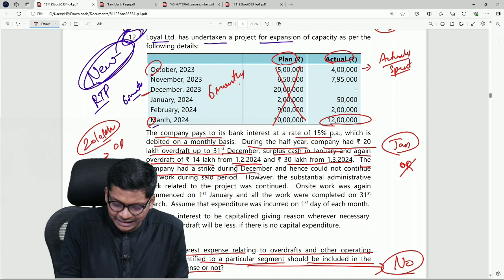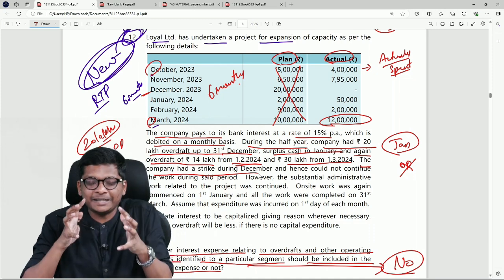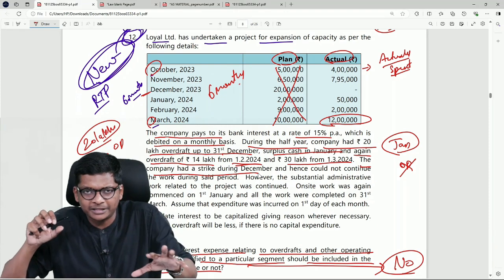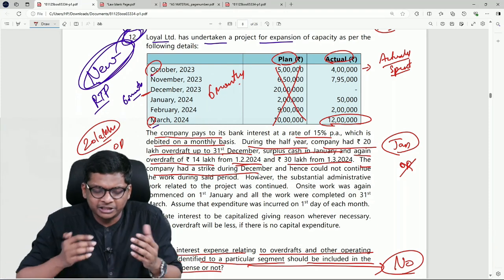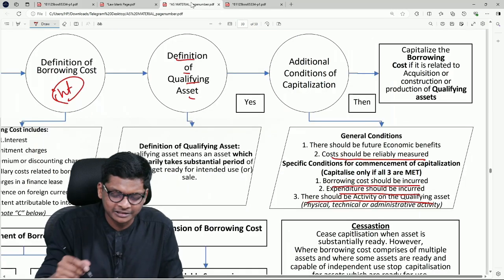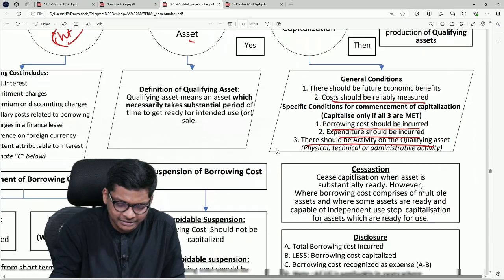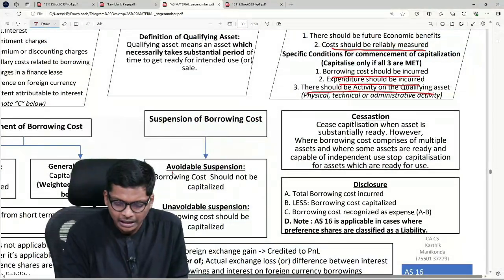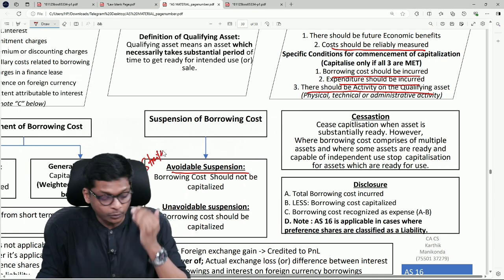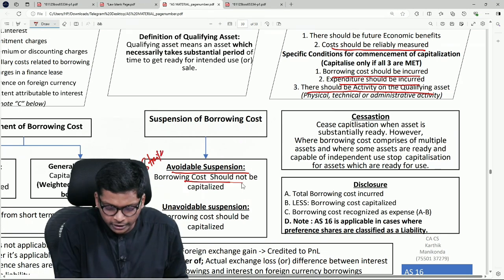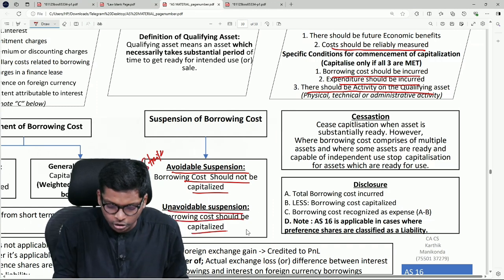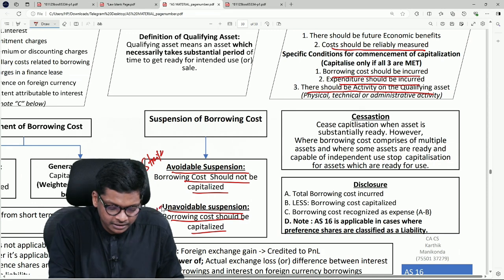The company had a strike during December. We know the suspension of borrowing cost concept: avoidable suspension and unavoidable suspension. If it is avoidable suspension, then borrowing cost should not be capitalized in that period. For unavoidable suspension, borrowing cost can be capitalized. We have that in notes. For example, like here, a strike is an avoidable suspension, so borrowing cost should not be capitalized. For unavoidable suspension, like flood, etc., borrowing cost should be capitalized.